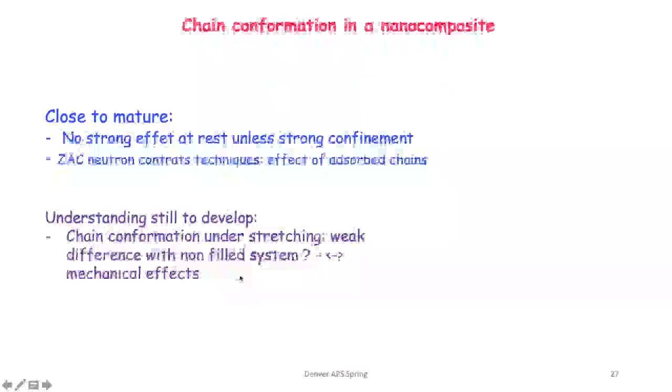Okay, so for this part, I just want to conclude that it is, I think, more or less admitted that unless the confinement is very strong, there is no strong effect on the chain conformation at rest. Now, I think that under deformation, there are still some open questions, in particular trying to understand better the weak difference between the chain conformation in non-filled and filled systems and how it is related to the mechanical effect.